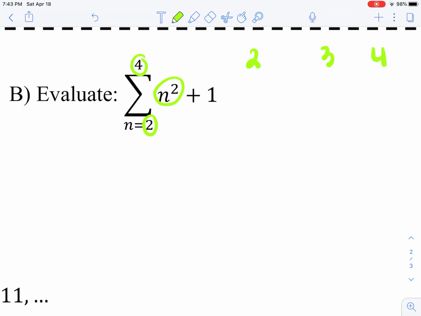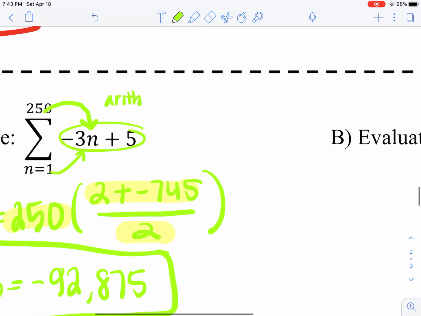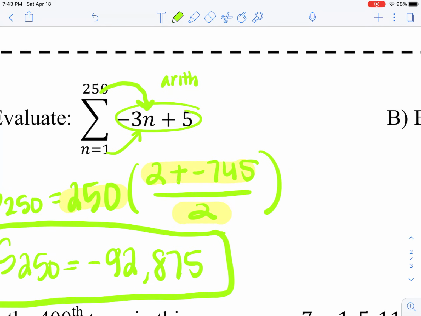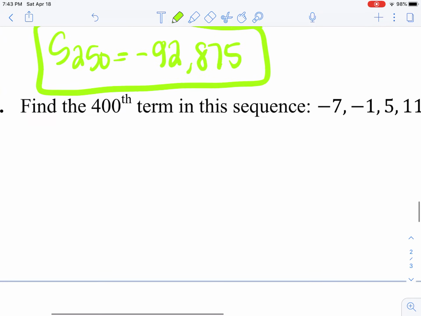All right, so plugging in 2: 2 squared is 4, 4 plus 1 is 5. Plug in 3: 9 plus 1 is 10. Plug in 4: you get 17. Add those up. Your answer is 32. Could you do that here? Yes, but you would have to plug in 1 through 250.